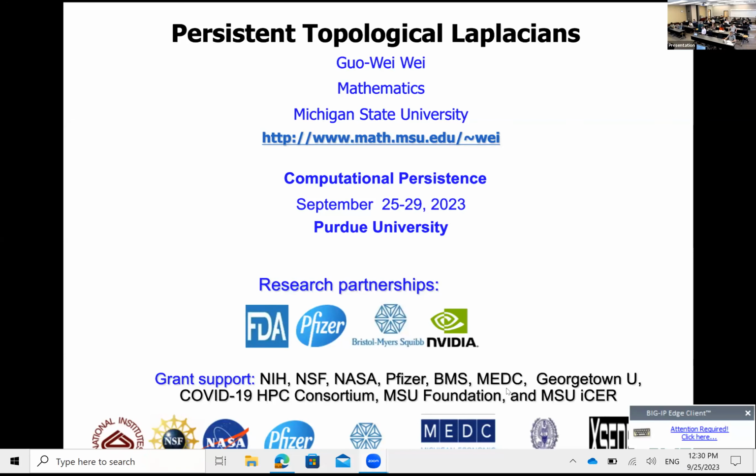I'm going to present something called the topological Laplacian and try to argue why it actually works better and has some power in real-life applications. The real-life applications we are interested in involve domains like the FDA, Pfizer, BMS, and NIH.